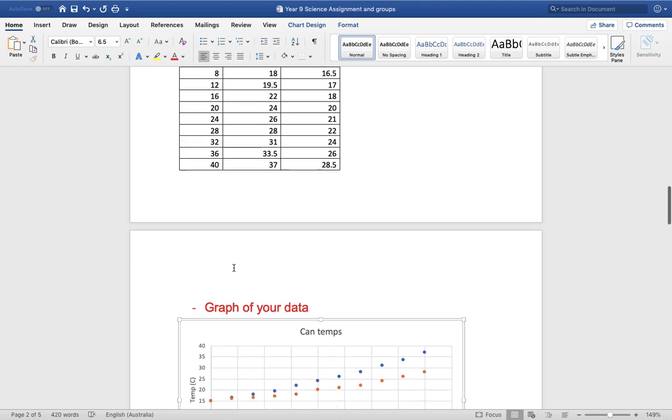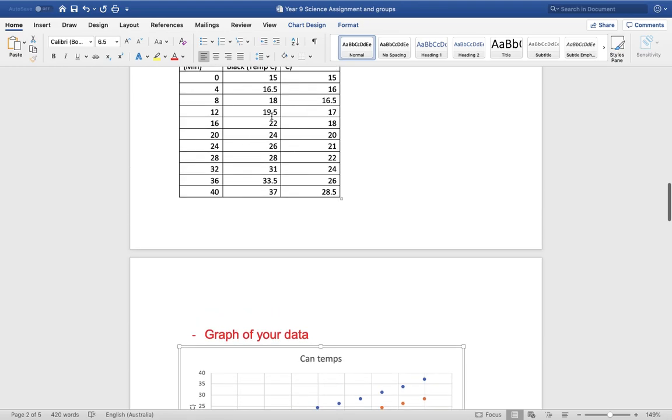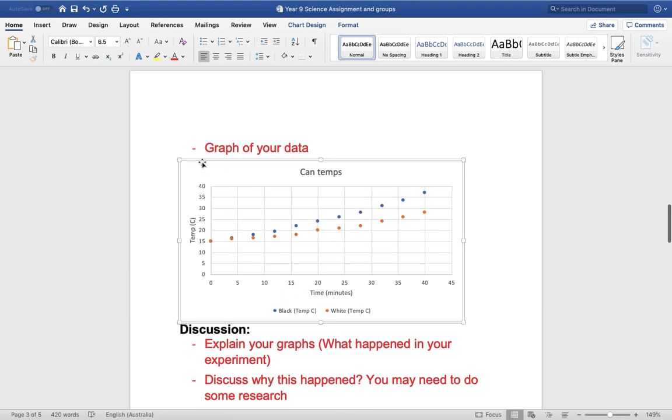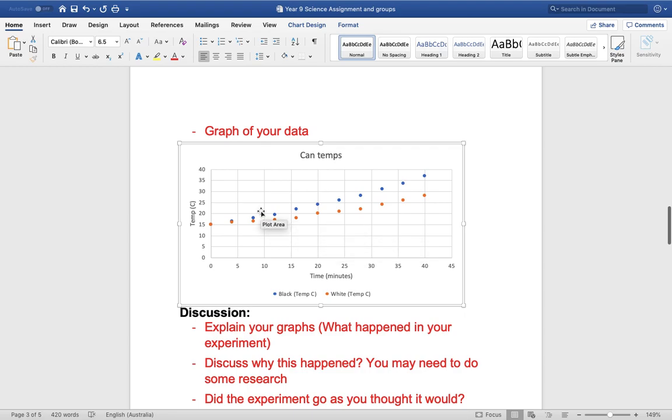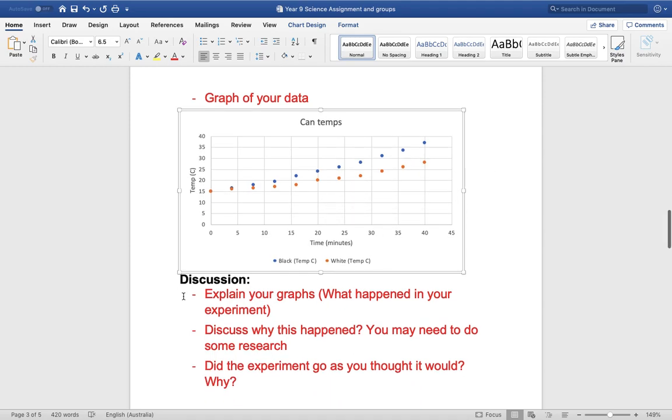So your graph just represents the data you've collected up here. So this is my graph here, and as you can see, I've got my black can gets warmer and warmer and warmer, and my white can, it doesn't get as warm as the black can. Okay, now once we've looked and observed this graph and we've noticed the different trends that are occurring, this is when you need to go to your discussion and start writing your discussion.